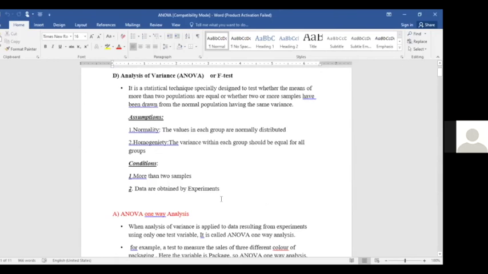Otherwise, don't go in, because during the final viva we ask, you have applied ANOVA, have you tested the assumptions? If they say no, then how did you apply ANOVA? When assumptions are not fulfilled or not tested, then why at all do you apply ANOVA? These are the questions that we ask.